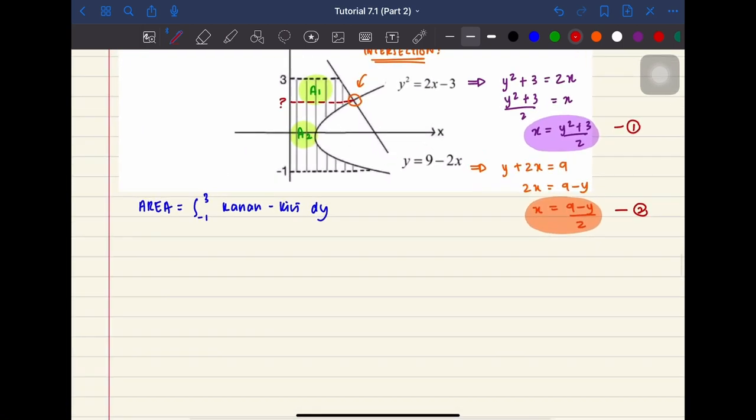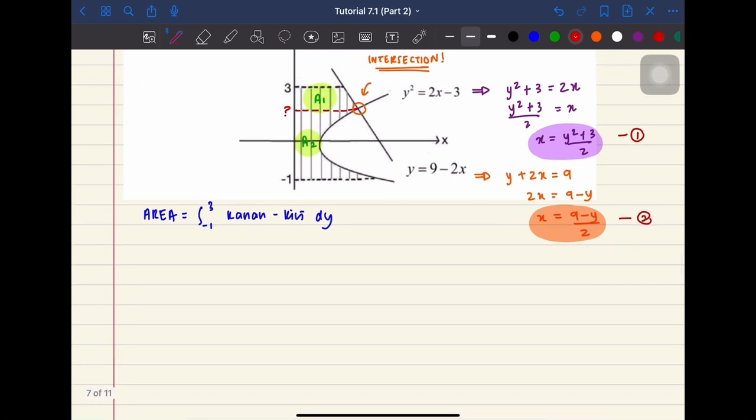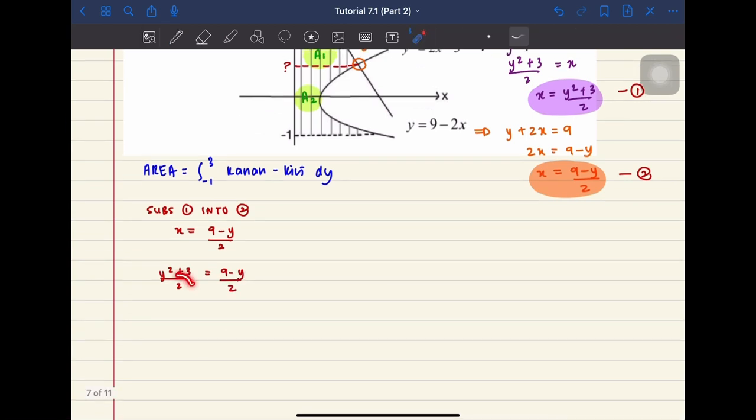Okay, so dah ada equation 1 and 2. So, saya equalkan sahaja. Subs 1 into 2 ataupun 2 into 1 sama je. So kita ada X equal to 9 tolak Y over 2. So, kita masukkan 1 dalam 2. So, this one masuk sini. So, X sama dengan Y square plus 3 over 2, equal to 9 tolak Y over 2. Okay, so dua-dua ada over 2 dekat situ.